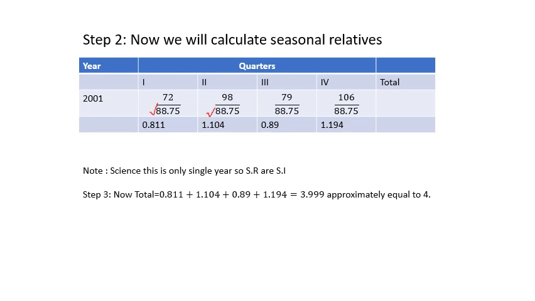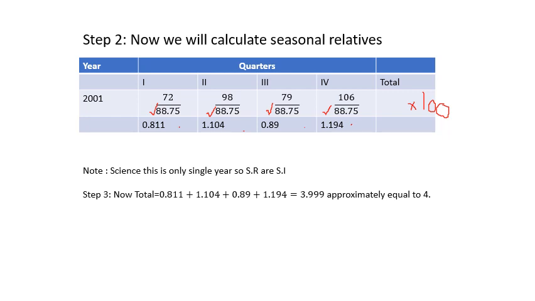You can see that each value is divided by the yearly average, ignoring the multiplied by 100 factor, because I do not want my result in percentage. I want it in fraction. Now we are left with these. Since this is only a single year, these are the seasonal relatives, and they can be called the seasonal index.